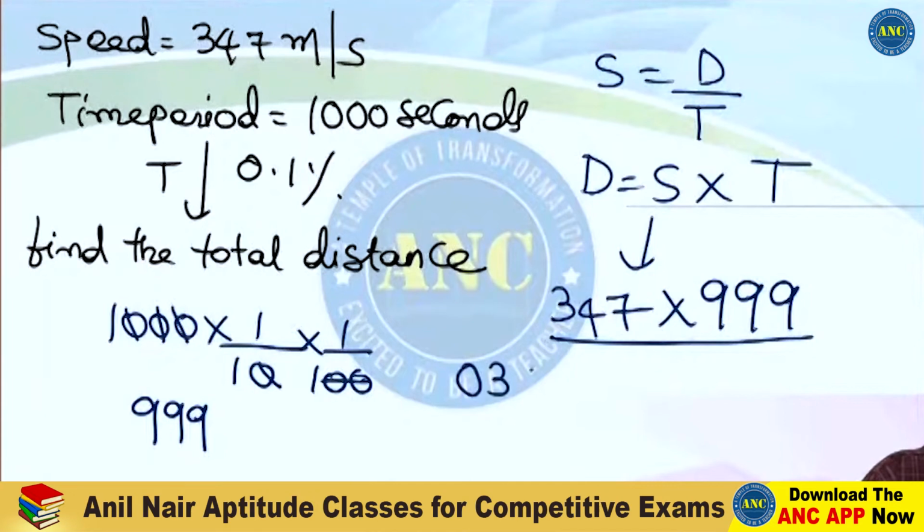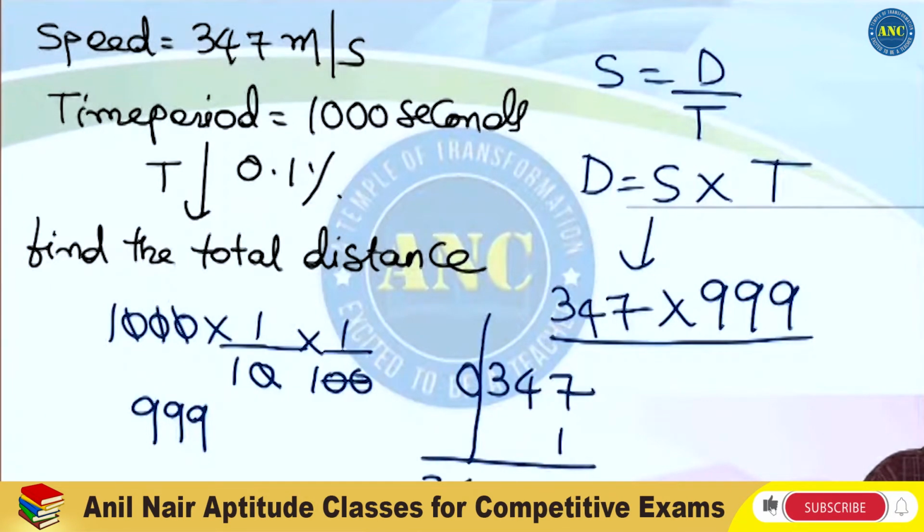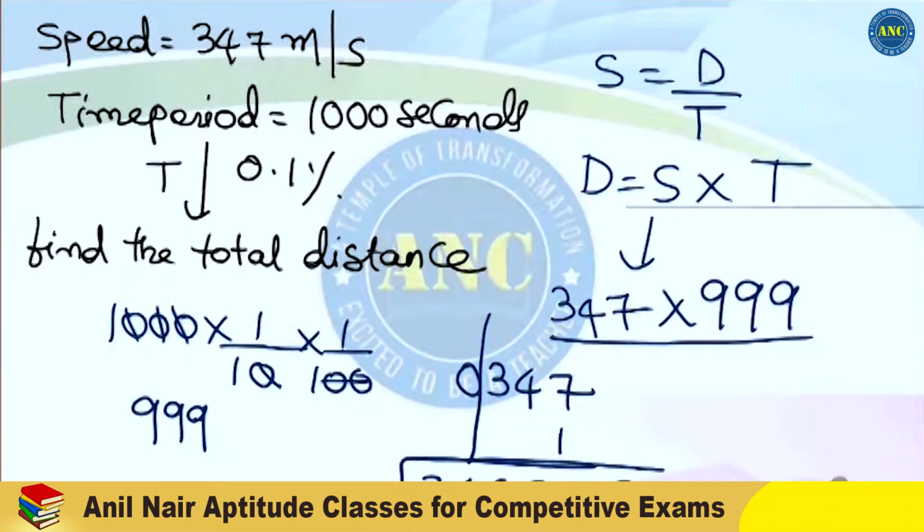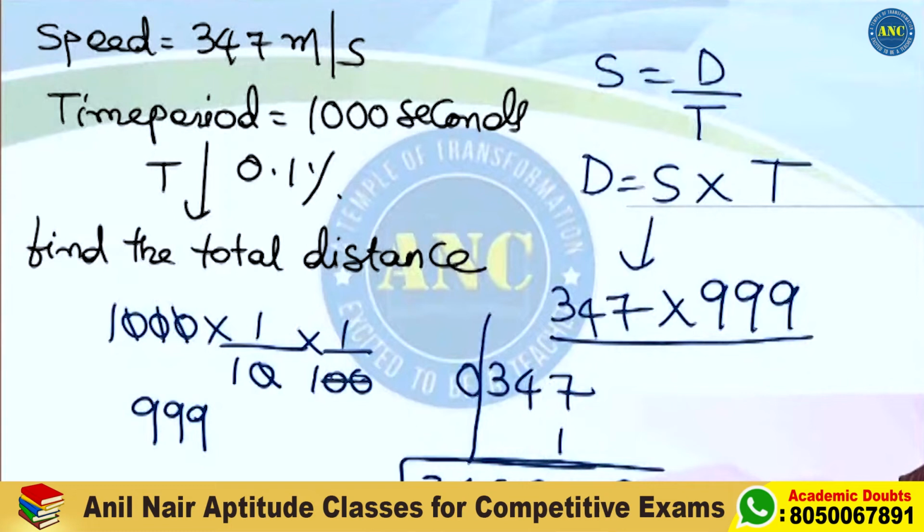It is 347 into 999, that is 347 slash. Subtract 1, 347 minus 1 is 346. 9 minus 3, 9 minus 4, 10 minus 7 is 3. Answer is 346653. I hope you see where it is used. That is where it is used.